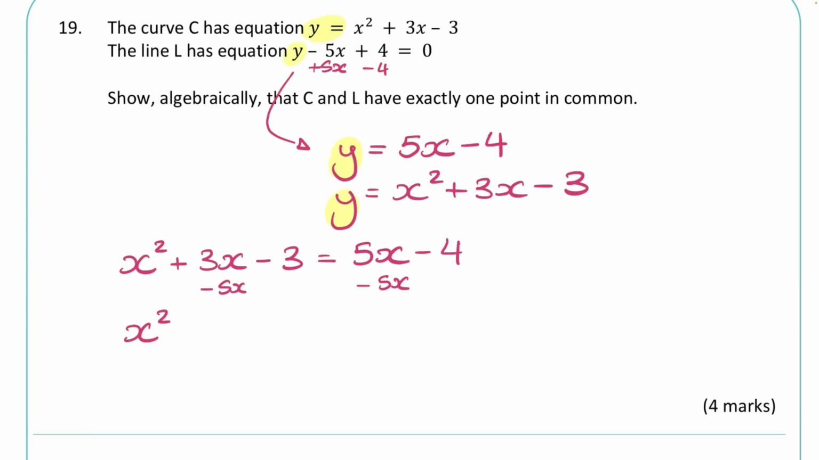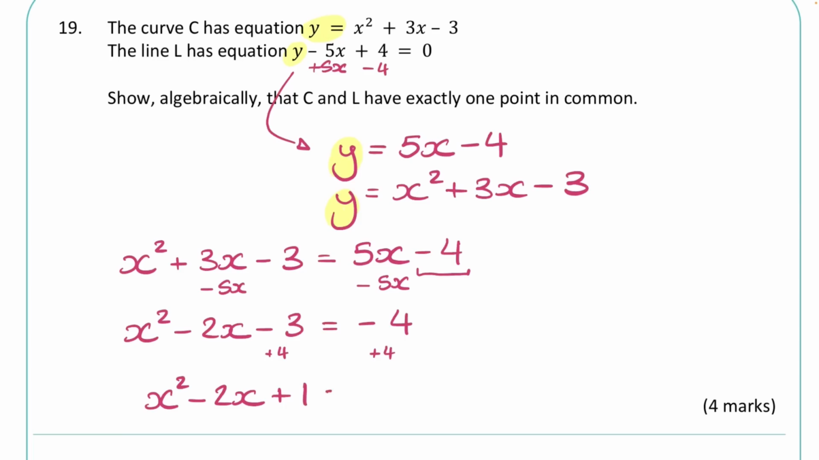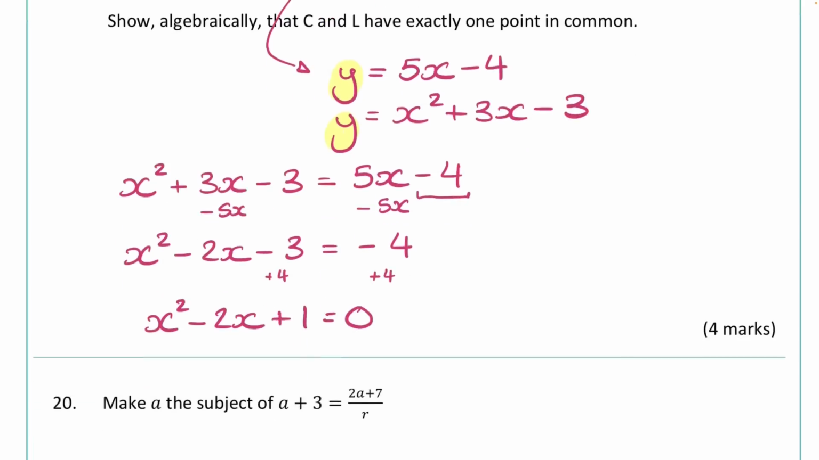So that gives me x squared minus 2x minus 3 is equal to negative 4, being careful there to still include the negative. Then I want to add 4 to both sides. That gives me x squared minus 2x plus 1 is equal to 0. Now at this point, I want to solve this. If it doesn't factorise, you may have to use the quadratic formula. But if it does factorise, which this one should, I think it's 1 and 1. And in brackets, that would be x minus 1 and another x minus 1. And there we go, it factorises into the same two brackets.